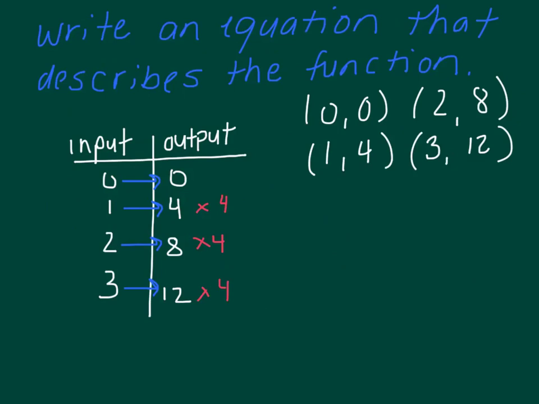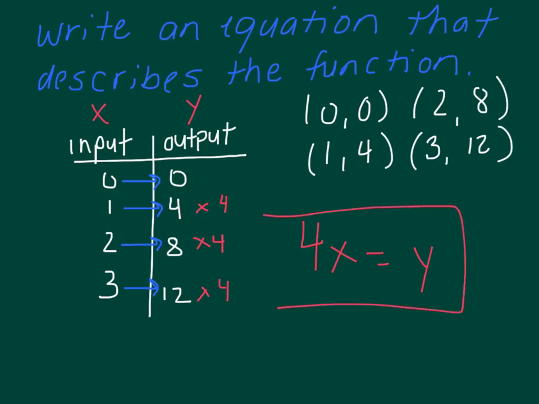So now we need to write that as an equation. Well, our input, remember, is x, and our output is y. Output is the answer, and what is being done to x in this function is being multiplied by 4. So our function, or our equation, is 4x equals y.